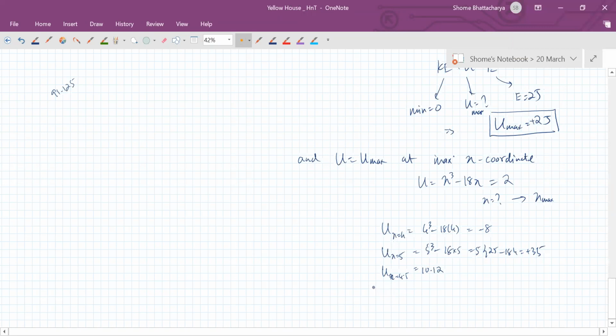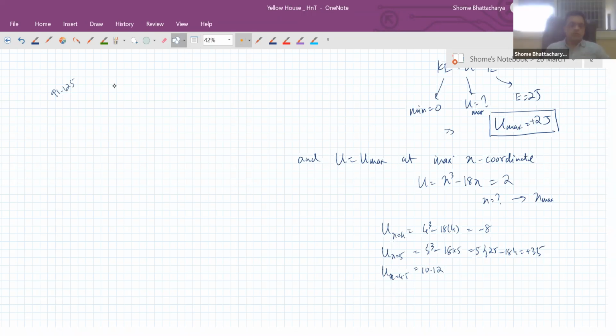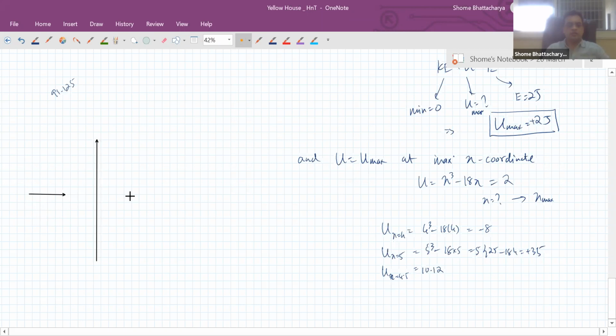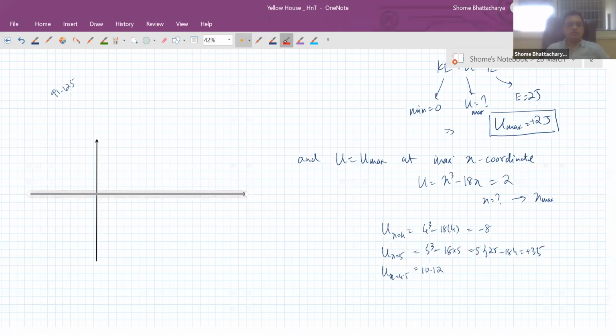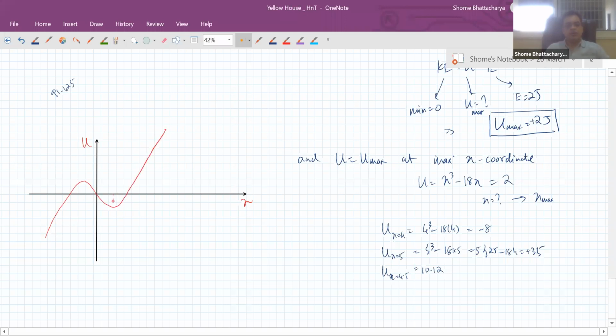More important for us here is to understand that the graph of potential energy versus x is going to be this sort of graph. Local maxima, then local minima, then again it starts increasing. This point is root 6, this point is minus root 6. The minimum value of potential energy is minus 29.4 joules, and the local maxima here is plus 29.4.